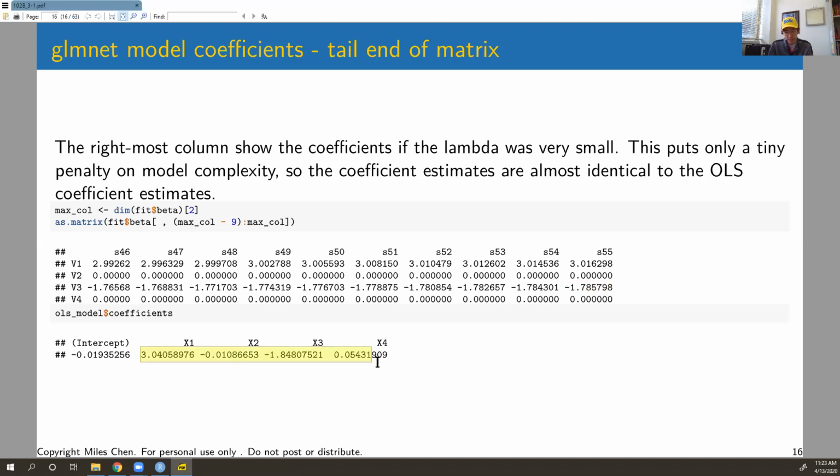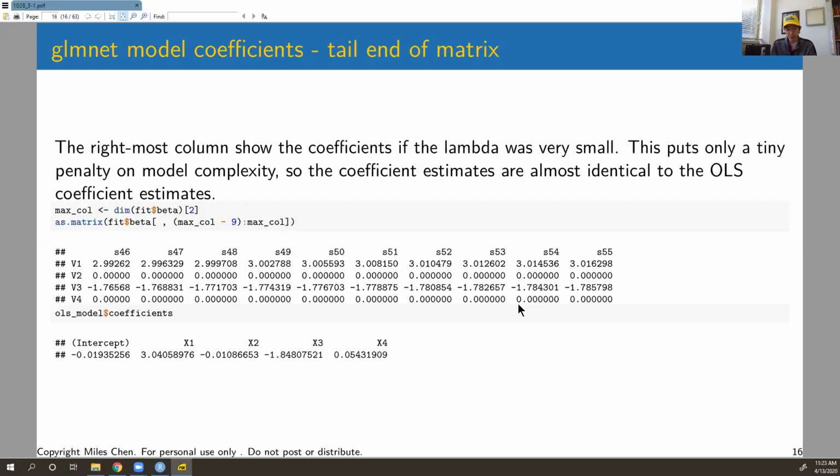Whereas if we had shrunk lambda all the way to 0, we would get the OLS terms. The OLS terms are 3.04, negative 1.84, and then a small value for x2 and a small value for x4. With lambda equal to, not quite 0, but small, it has still pushed the coefficients for x2 and x4 down to 0. And so this is where we are here.